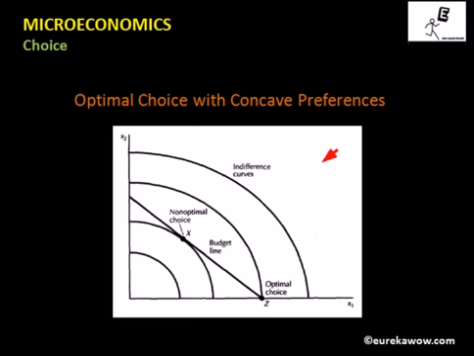In this case, the indifference curves will be concave to the origin, as you can see in the diagram. Now, according to the definition of the point of optimality, MRS should be equal to minus P1 by P2 for optimality. So this is the point where MRS, that is the slope of the indifference curve, is equal to minus P1 by P2, which is the slope of the budget line. This is the point of tangency. So this should be the point of optimality.